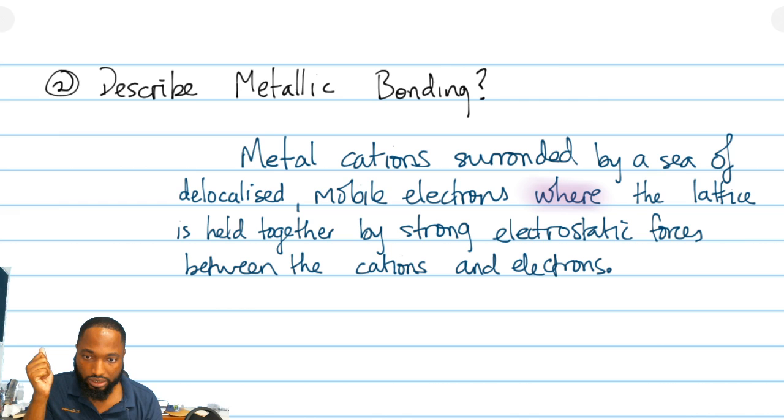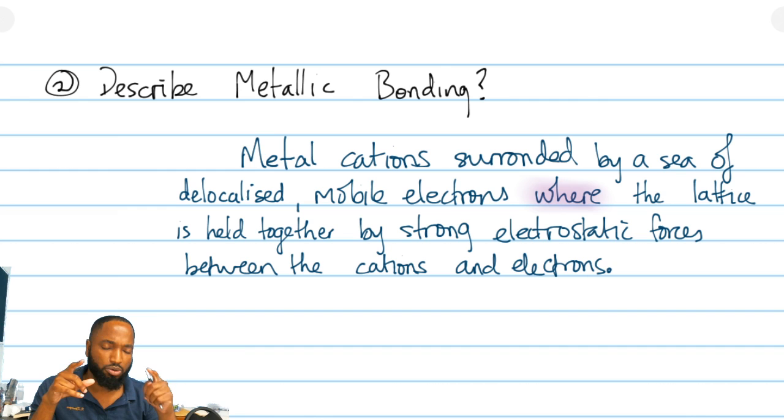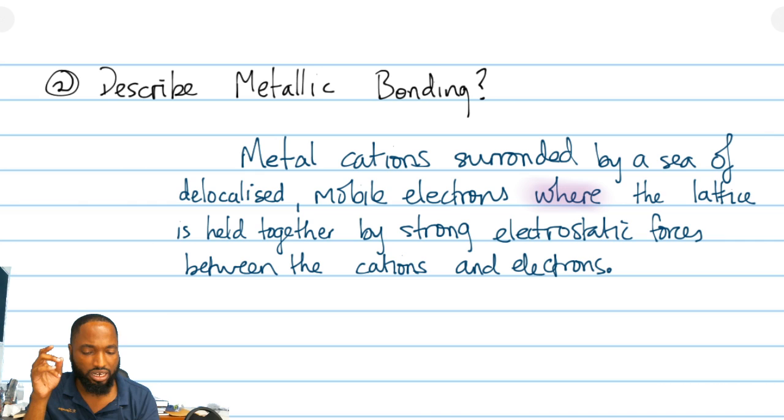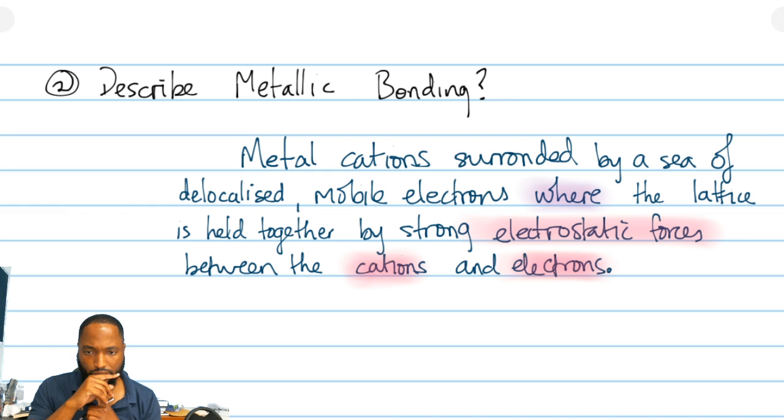All right, so metal cations surrounded by a sea of delocalized mobile electrons where the lattice is held together by strong electrostatic forces between the cations and electrons. As I learn this, I'll just swing back and make sure I have a definition for ionic and covalent bonds one time, right?